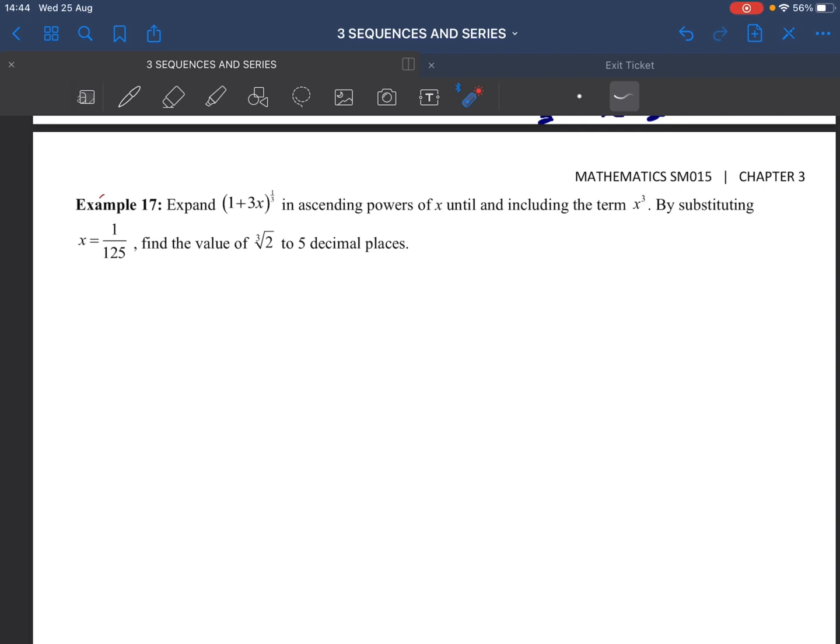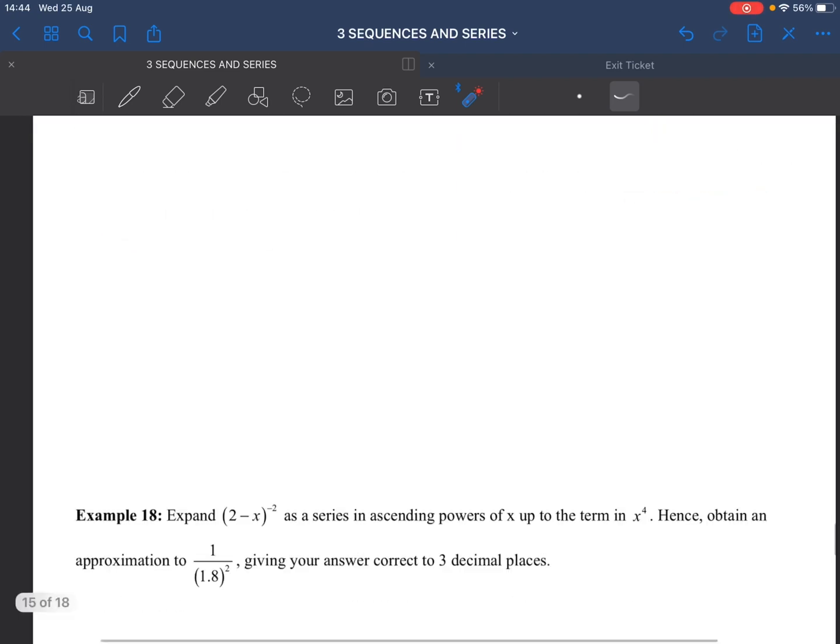So we have to check that our n is a positive integer ataupun fraction or negative. So we know that this is a fraction. So you know what formula that you have to use. Okay, now the question said until x cube. Okay, itu sama dengan apa yang kita buat sebelum ni. Now this is the additional part by substituting x equals to 1 over 125.